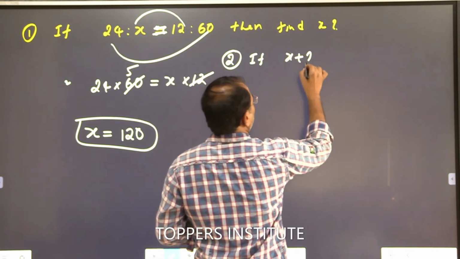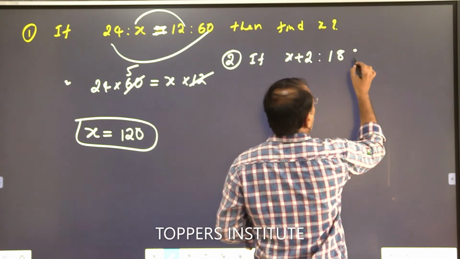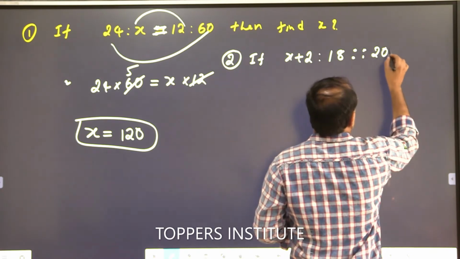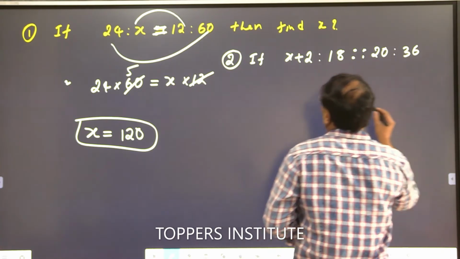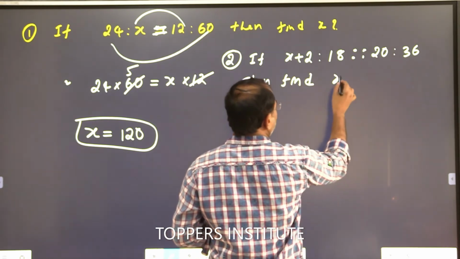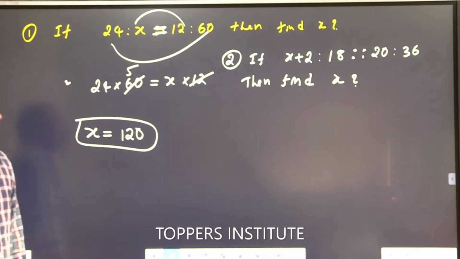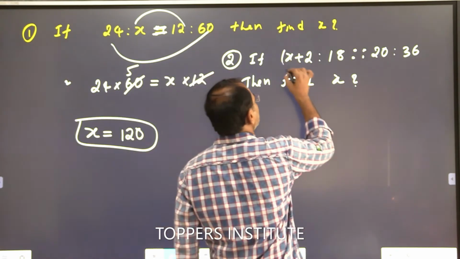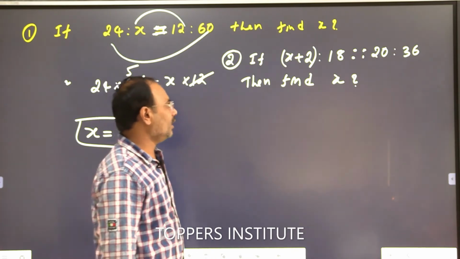ఇఫ్ x plus 2 is to 18 is proportional to 20 is to 36, then find x. If x plus 2 is to 18 is proportional to 20 is to 36, then find x. x plus 2 ఒకటే టర్మ్ ఇది. సో ద గివెన్ ఫోర్ టర్మ్స్ ఆర్ ఇన్ ప్రపోర్షన్.